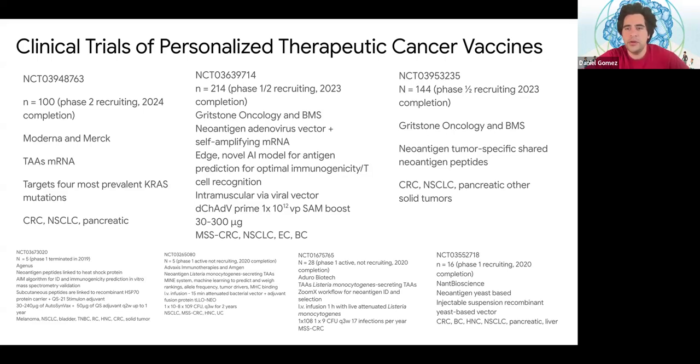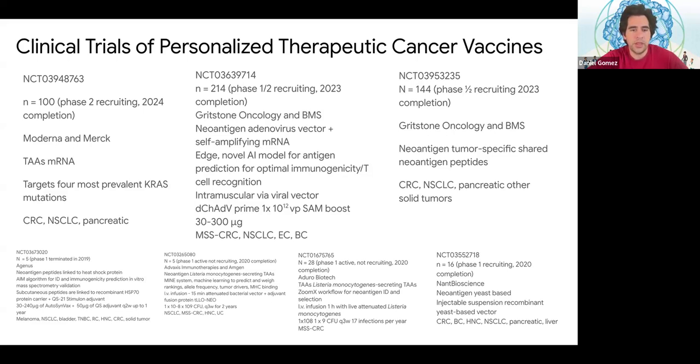And then we have neoantigen tumor-specific shared neoantigen peptides, peptides with heat shock proteins with HSP70, as well as 240 auto Synvax and 50 microgram QS adjuvant Q2W up to 1 for different cancer cell types. That's in phase 1, and that was terminated in 2019. And then phase 1 active not recruiting, 2020 completion.